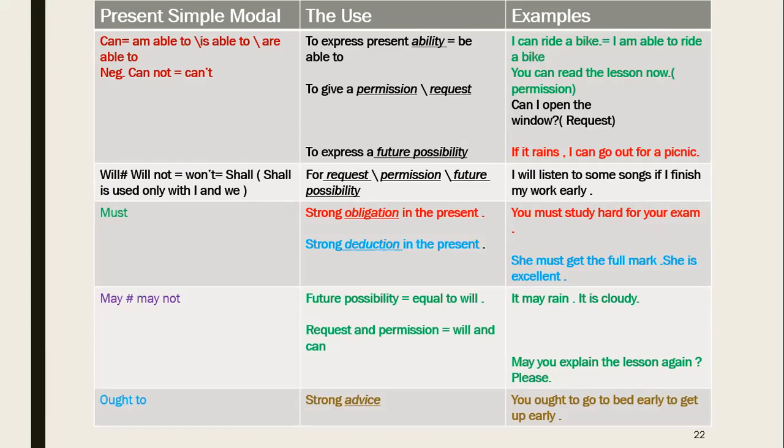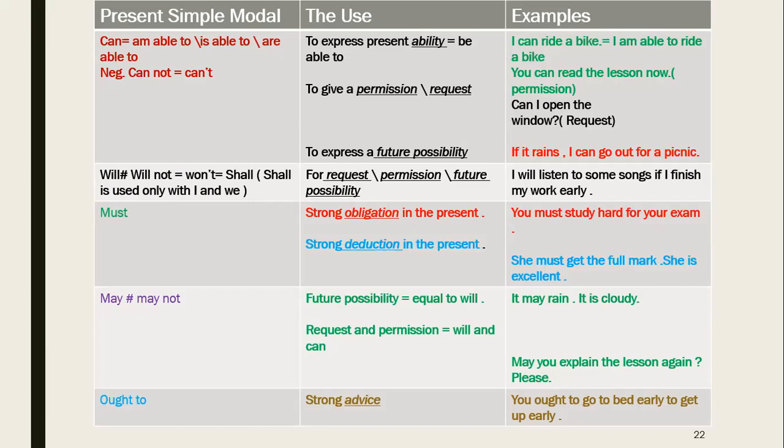They are good at reading English. They are able to read English. This is the first use, to express present ability. Can can also be used for a permission or for a request. And what is the difference between permission and request? Permission: I ask someone to let me do something. The speaker asks another one to let him or her do something. But a request: I ask others to do something for me.